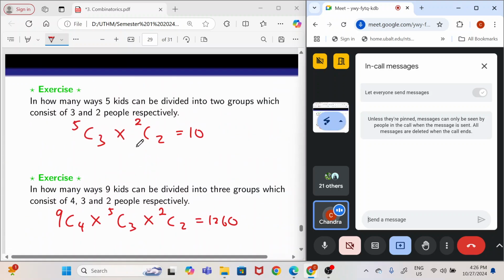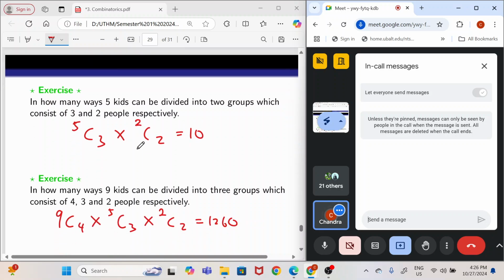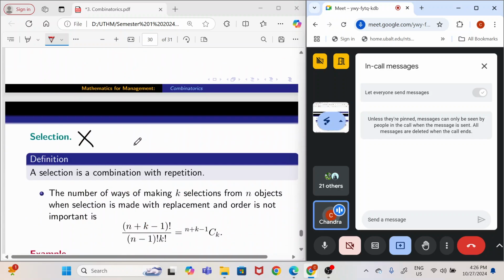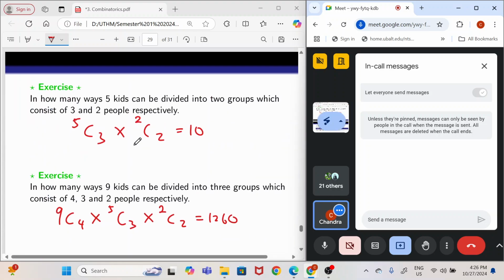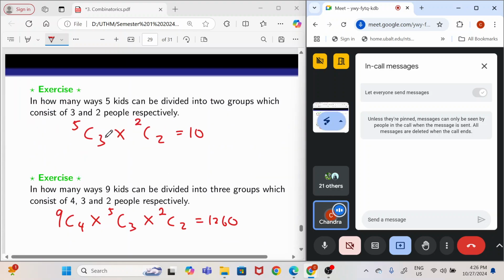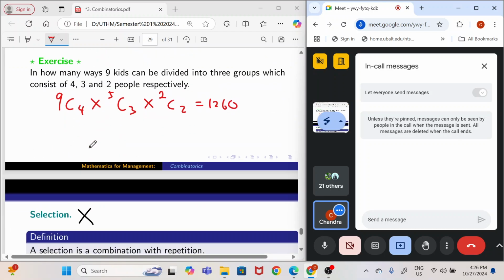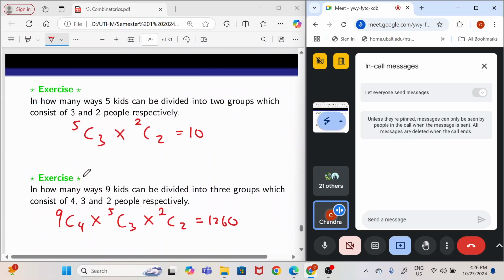Alright, so with this we finish chapter 3 here. Okay, selection we don't need to go through yet because we are going to cover until here first. Okay, now let us go through some tutorials. We have to go through tutorial 2 for logic. We'll go through that first.